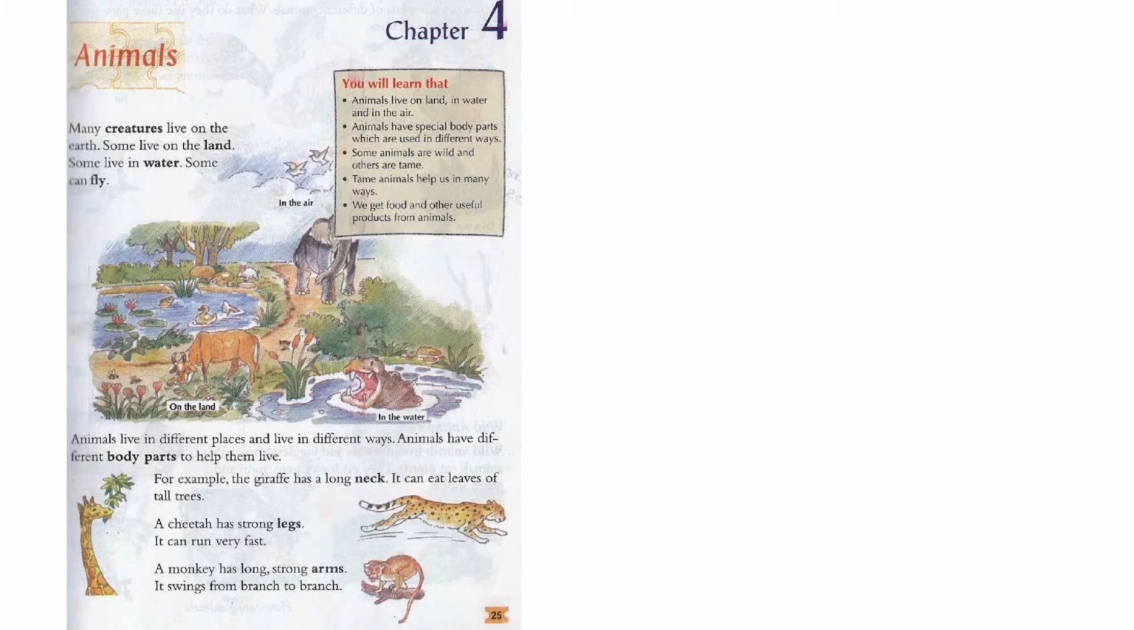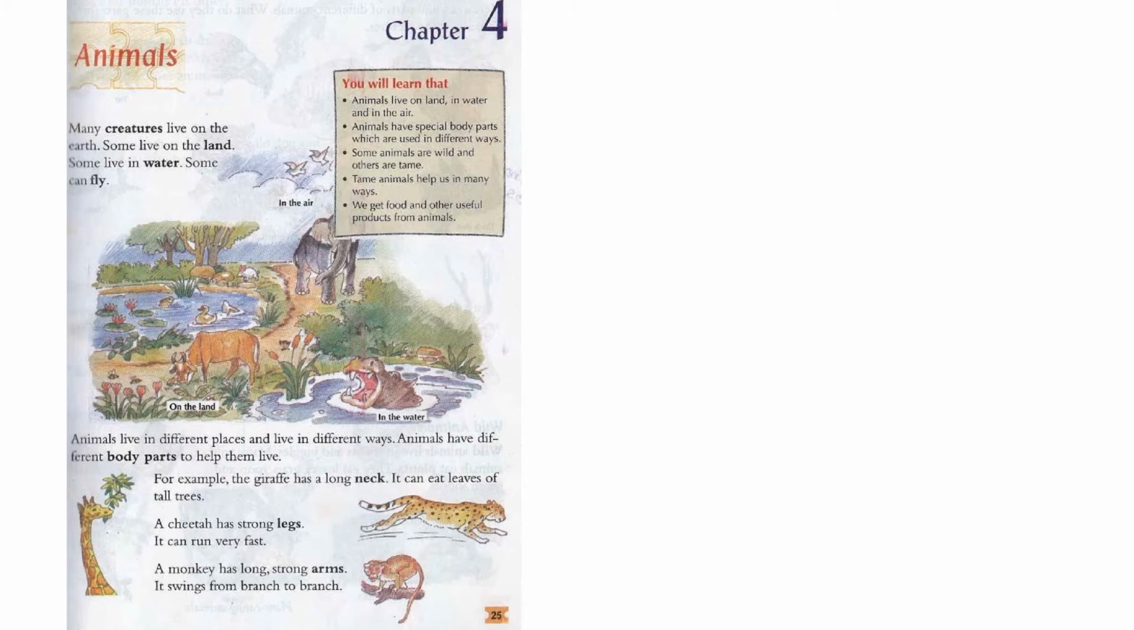Animals live in different places and live in different ways. Animals have different body parts to help them live. That means every animal has different characteristics. For example, the giraffe has a long neck. It can eat leaves of tall trees.